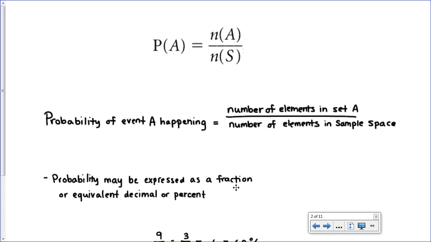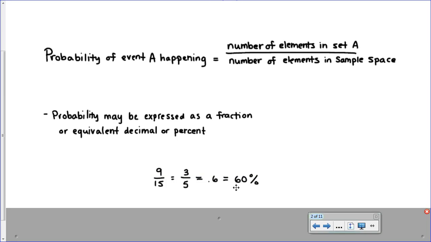a decimal or percent. For example, if it's 9 out of 15, you could reduce that to 3 out of 5. You could express that as the decimal 0.6 or as the percent 60. Any one of those would be acceptable. Most often you're going to see a reduced fraction for final answers for probability.